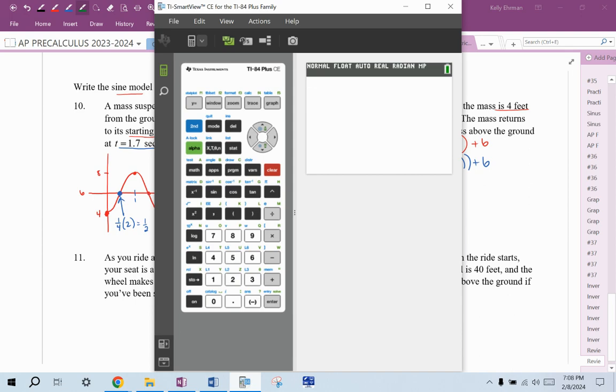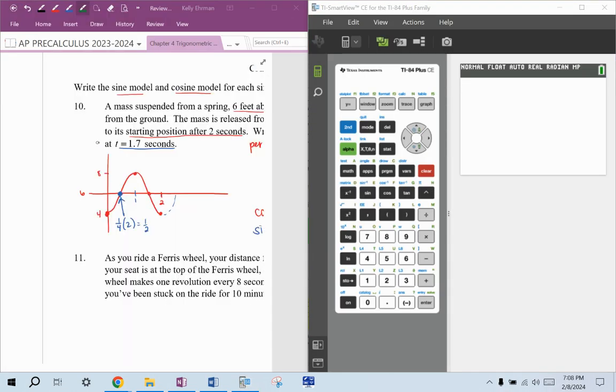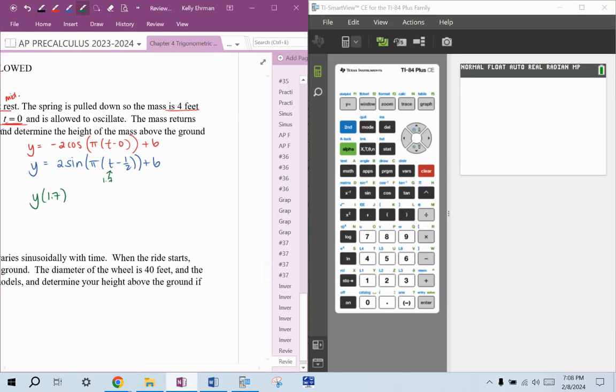So make sure that your calculator is in radian mode. I will remind you of that on test day. I'm not going to have to switch modes on this one. I'm just going to use the sine equation. You should be typing this in exactly as you see it, except replace the t with a 1.7. So 4.824.